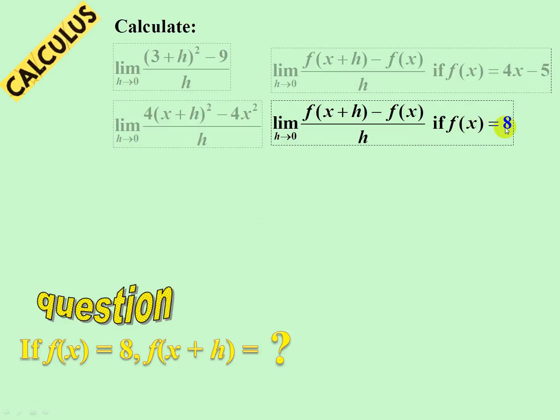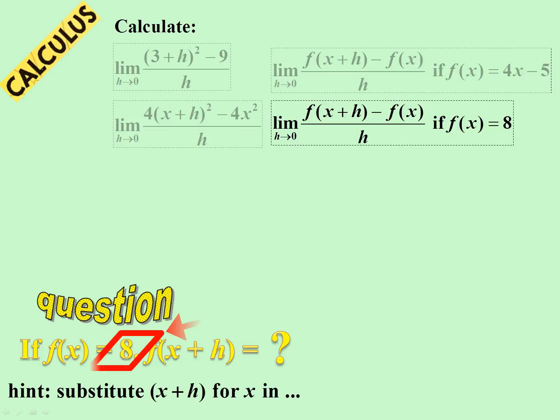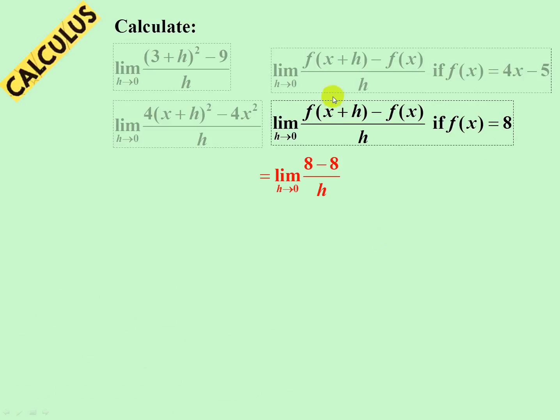If f of x equals 8, what's f of 1? It's 8. F of 2 is 8. F of 3 is 8. F of 20 is 8. F of x is constantly 8. So what's f of x plus h? Well, if we substitute x plus h for x in there, we end up with 8. So therefore f of x plus h minus f of x is 8 minus 8. There we are.